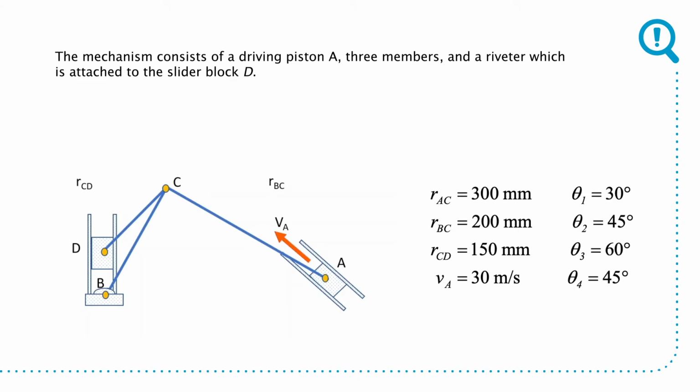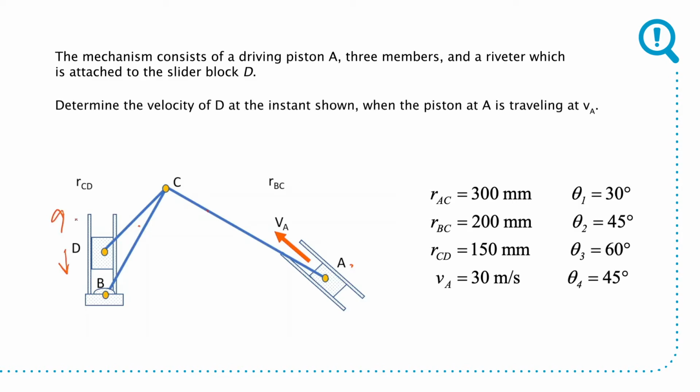Now let's try a really complex problem. This is a problem that you can solve a whole bunch of different ways, but here is something where I have velocity of A given to you. The mechanism consists of a driving position A over here, 3 members, and a riveter which is attached to the slider block D, which is constrained to move up or down. Determine the velocity of D at the instant shown when the piston at A is traveling at velocity of A. You're given RAC, which is 300 millimeters, RBC, which is 200 millimeters, and RCD, which is 150 millimeters. Velocity of A is equal to 30 meters per second.